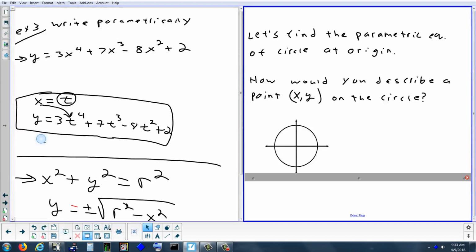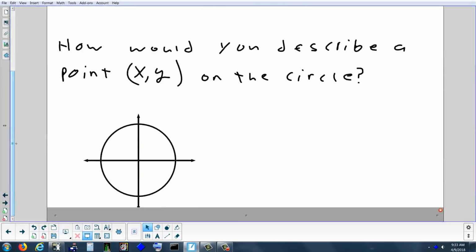So what I'm going to do first is, rather than try to describe the whole circle, let's just pick a point on the circle. Right there. Now, with parametric, how many equations do you always have? 2. What's the first equation describe? X. Okay. So the first equation needs to describe how far to the right you go. And what's the second equation describe? Y. How far, in this case, up? It could be down. How far up I go.